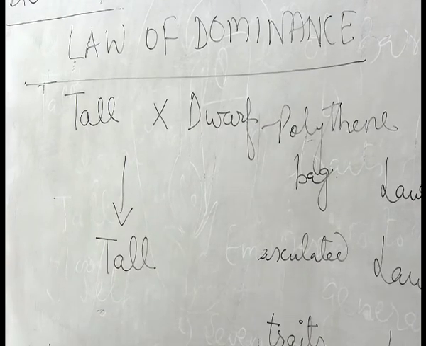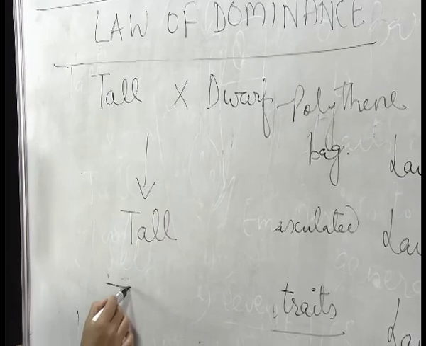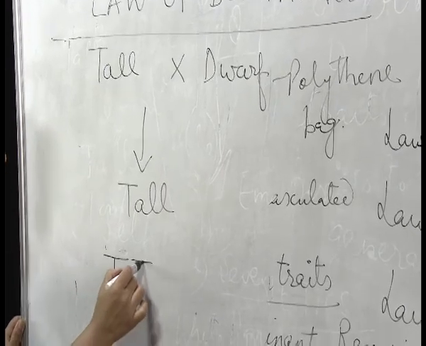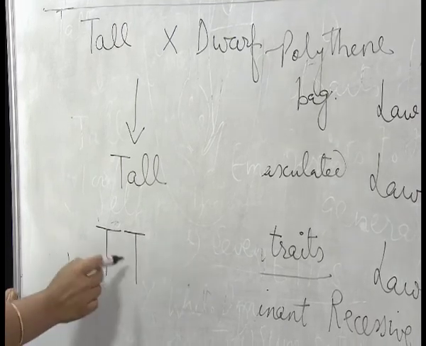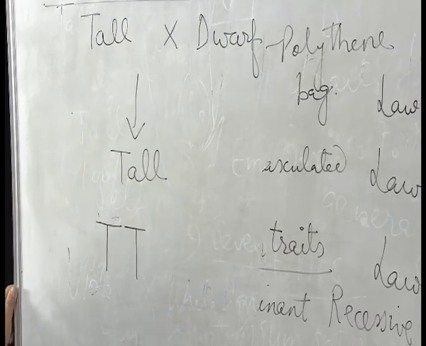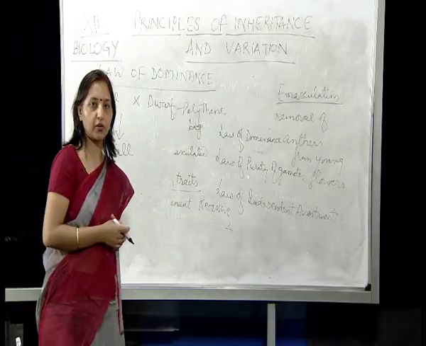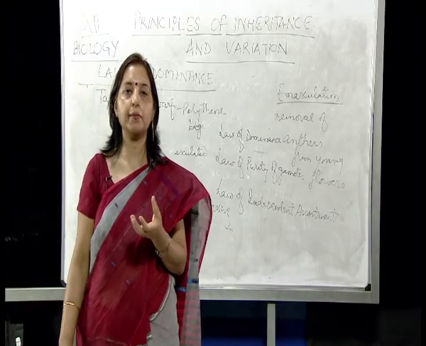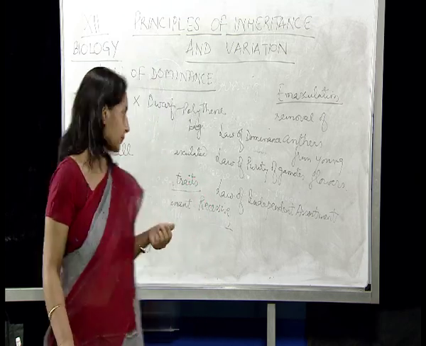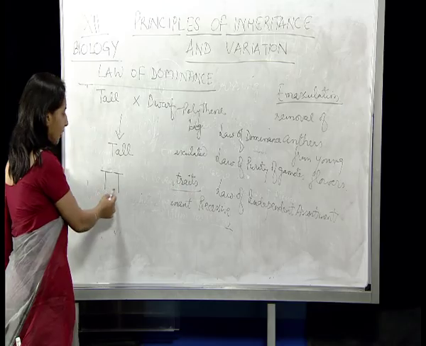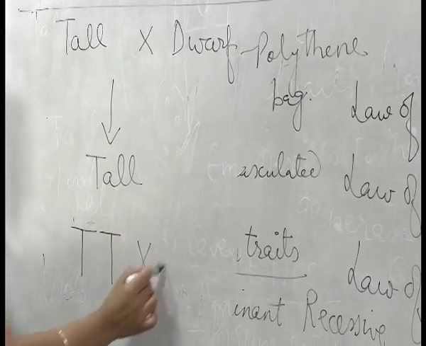Now, if we have to make the cross in a very systematic way, we need to form the cross by using alphabets. Mendel used capital letters for representing the genes, which he called factors, because by that time genes were not discovered. So he called them factors. Now we know that factors are actually genes. Since genes are found in pairs on chromosomes, he took them in pairs.